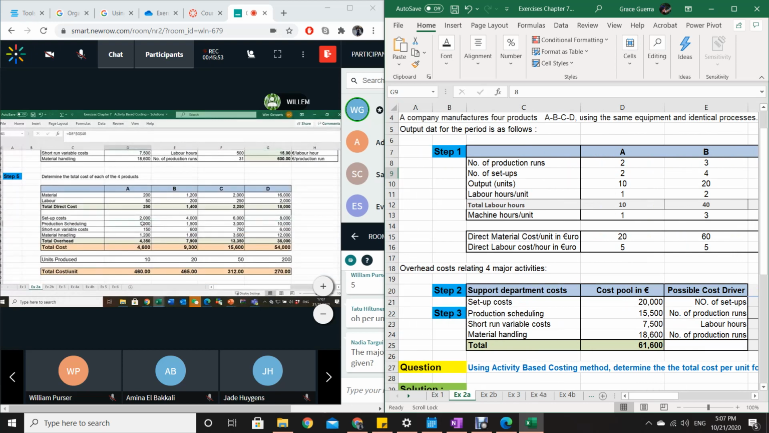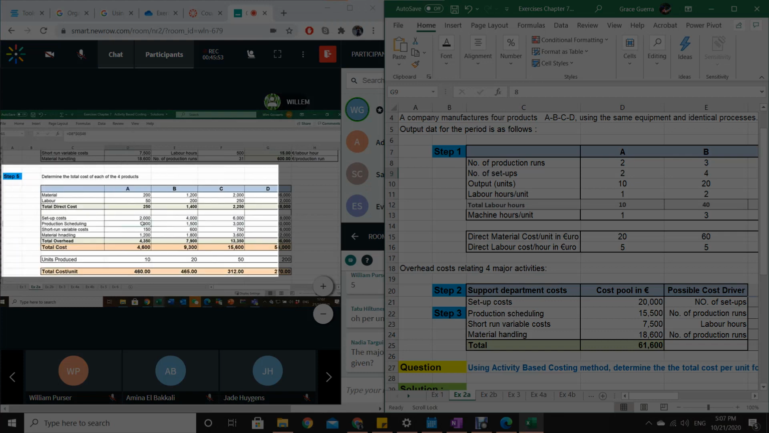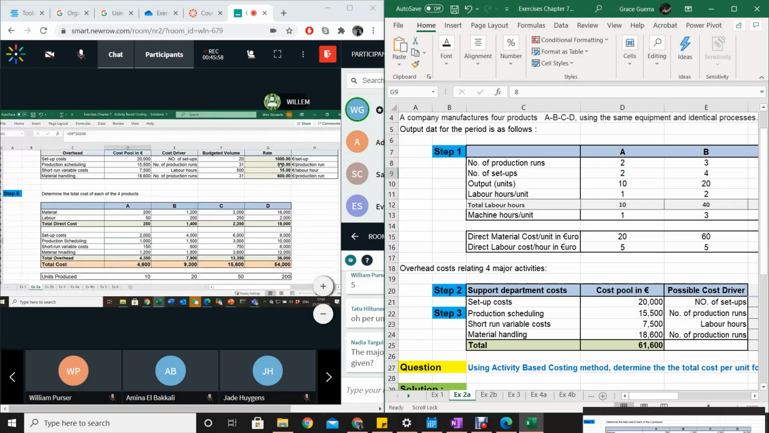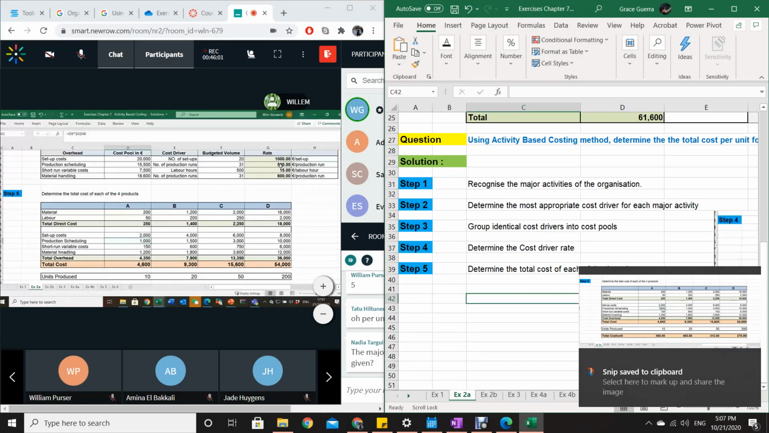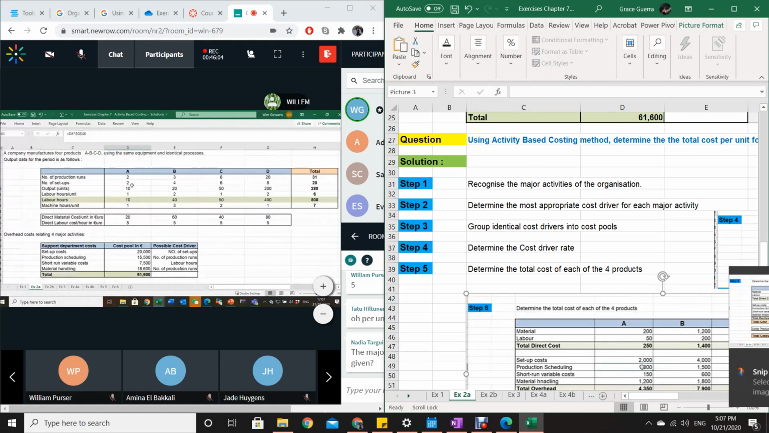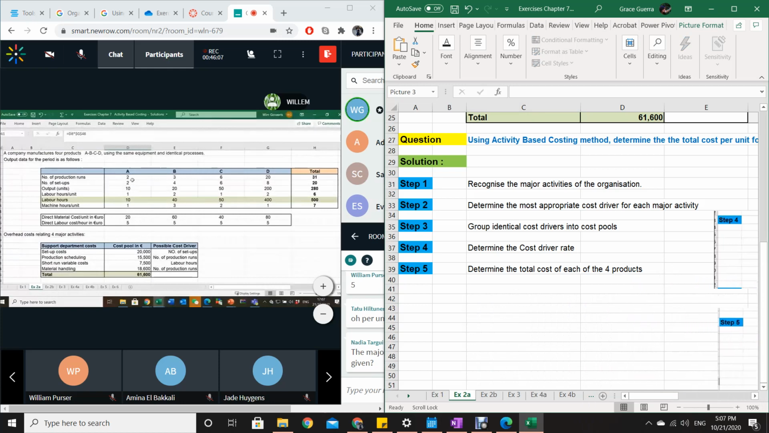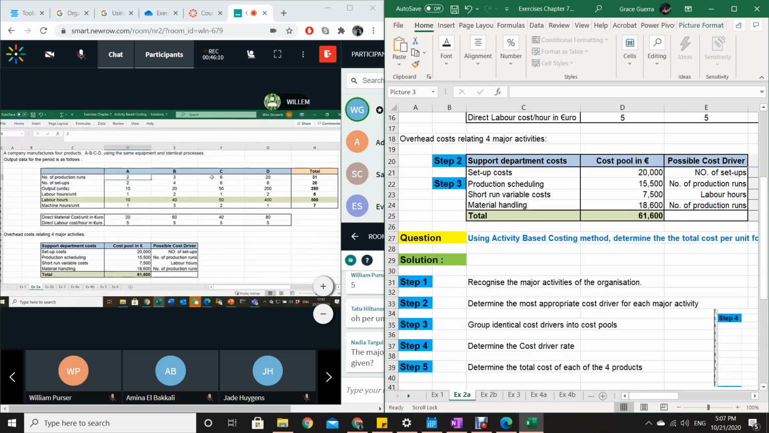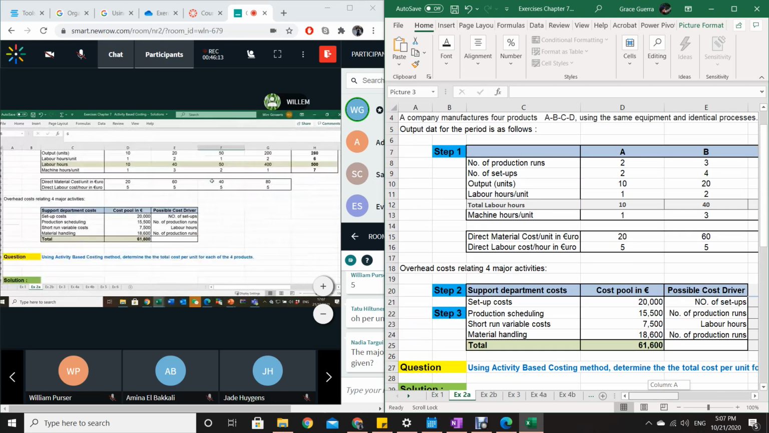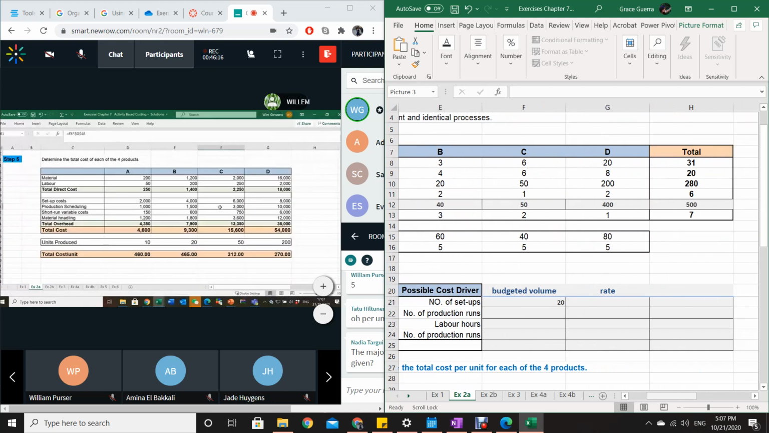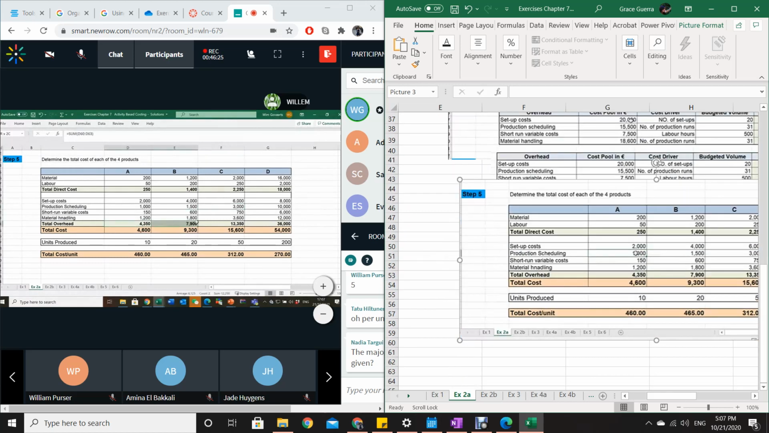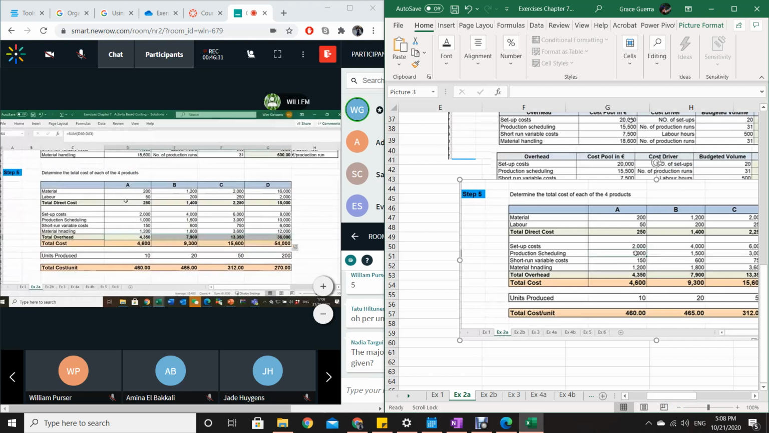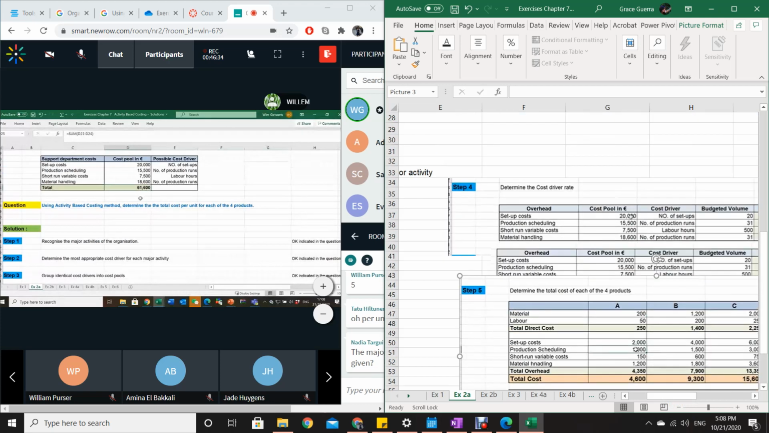And so here, production scheduling, we use this ratio, 500. So 500 times the number of production runs. 500 euro per production run. How many production runs are there? There are 2 production runs. For product C, there are 6. So that's 6 times 500. Then you get 3,000 here. You make the full calculation, like you've done before, with all the lines, and you come to the total overhead. The total overhead is 61,600, and it equals again this one.